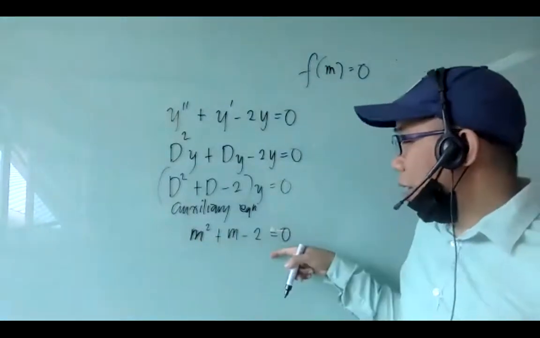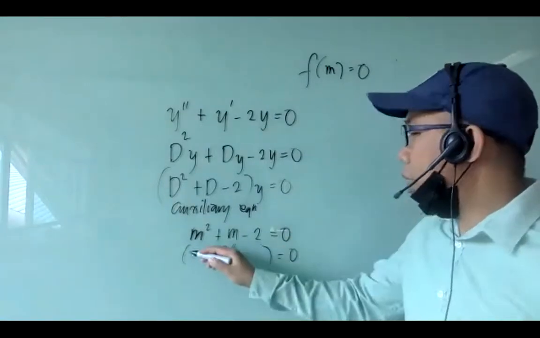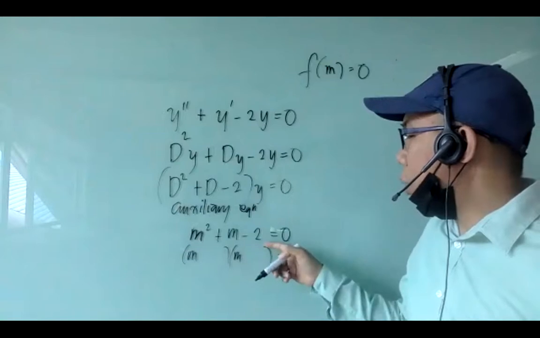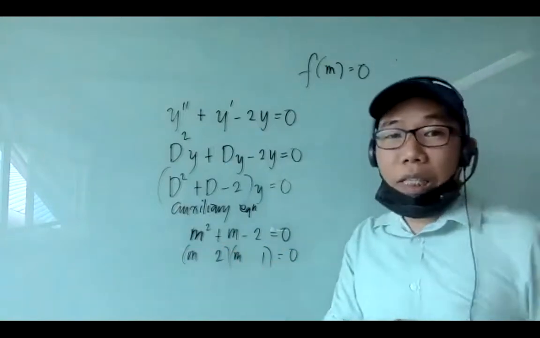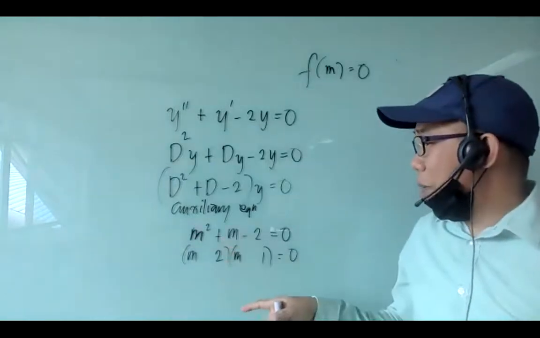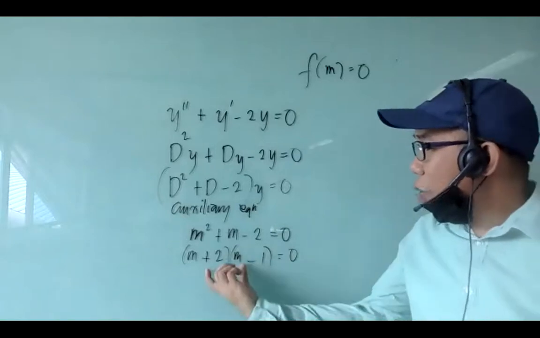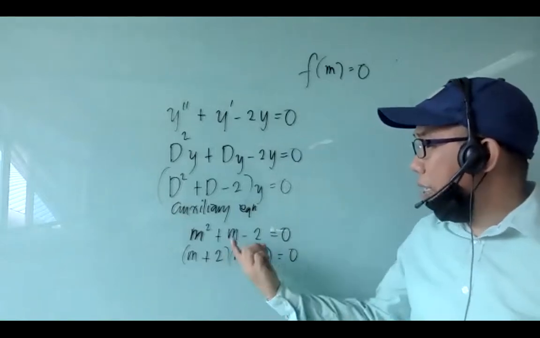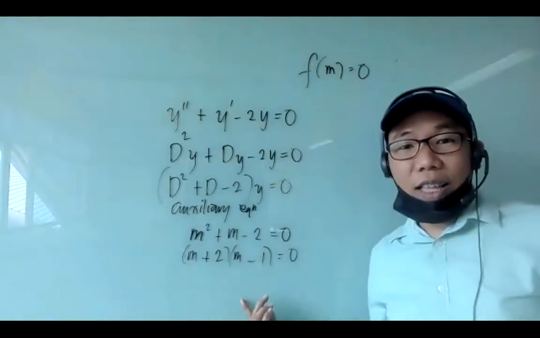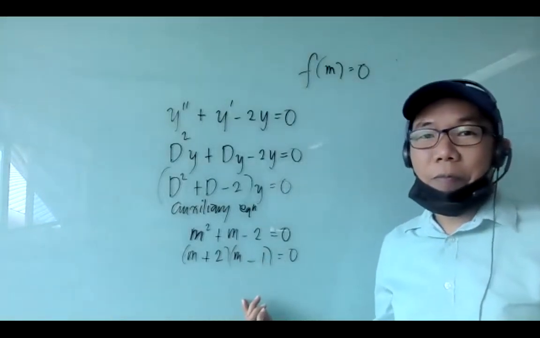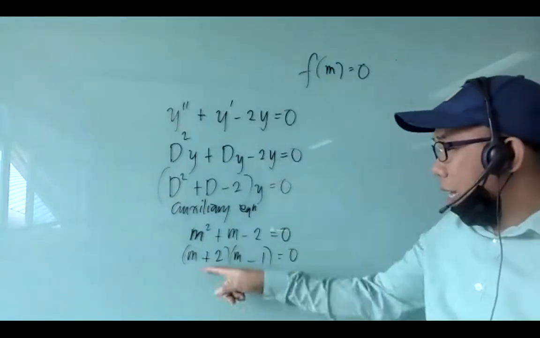So, factor natin to. Paano ba? By inspection na lang. So, dalawang roots. M, 2, di ba? So, 2 tsaka 1. Yung nasa gitna is positive, di ba? So, ibig sabihin, positive dito, minus dito. So, check natin. 2m minus m is m. 2 times negative 1, minus 2. Okay? Ganun na yung factored form. Tama ba, Casey? Apo sir, tama po.